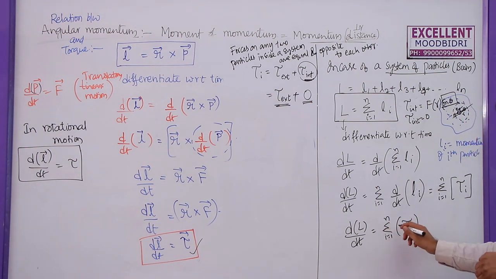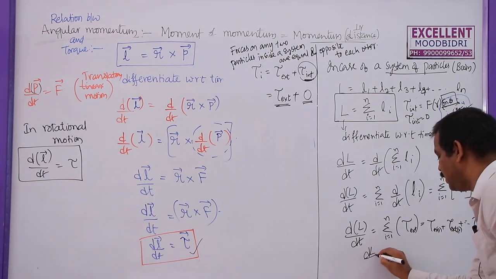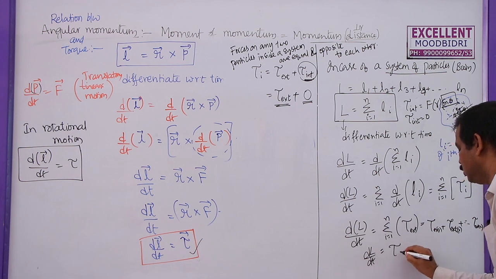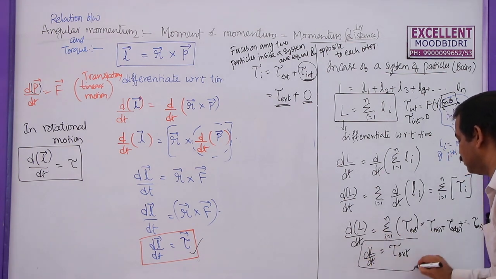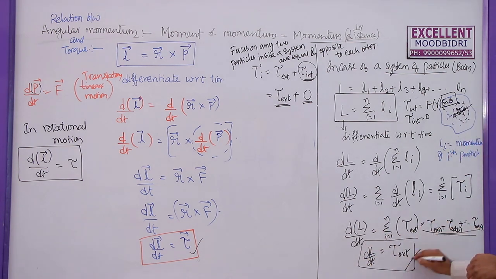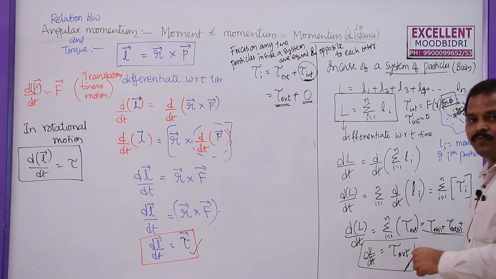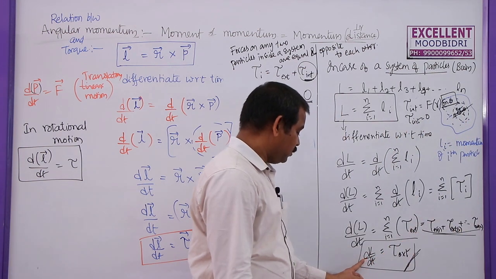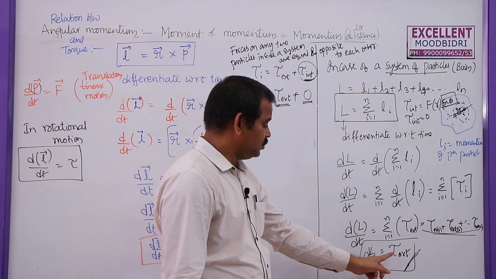Now, as we are adding all these torques, that is the torque experienced by the first particle plus the torque experienced by the second particle, all external forces, and so on, up to the torque experienced by the nth particle, this dL/dt is nothing but the total external torque, because I am adding all these torques and finally get the total external torque. So, what is the final conclusion? The time rate of angular momentum of a system is equal to the torque.